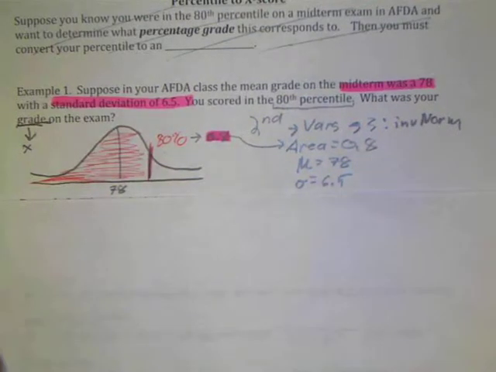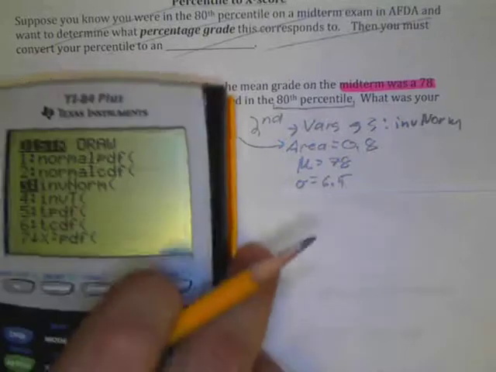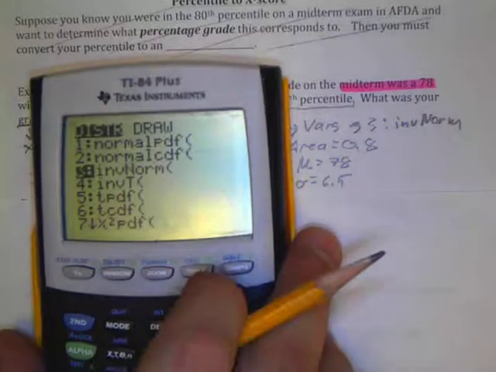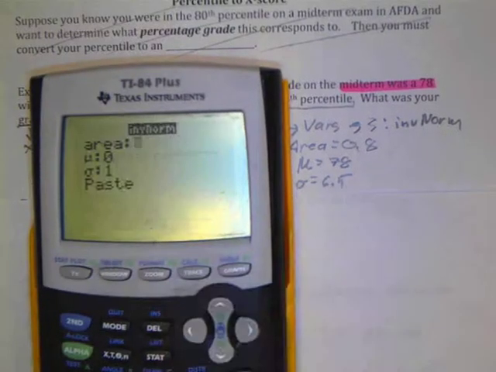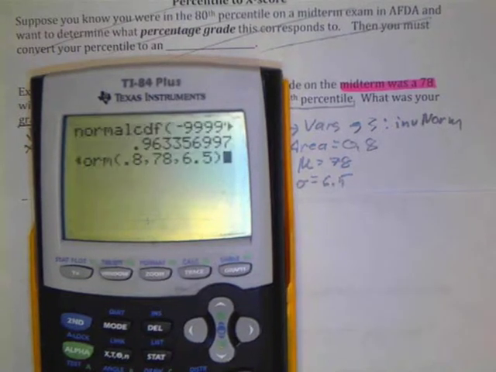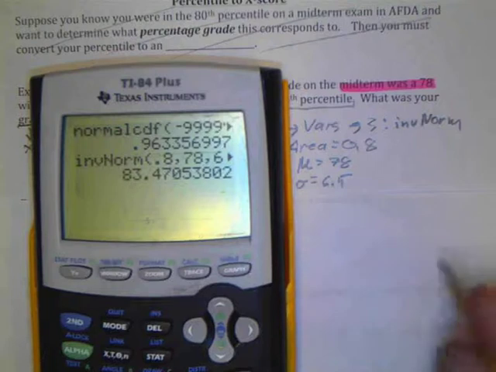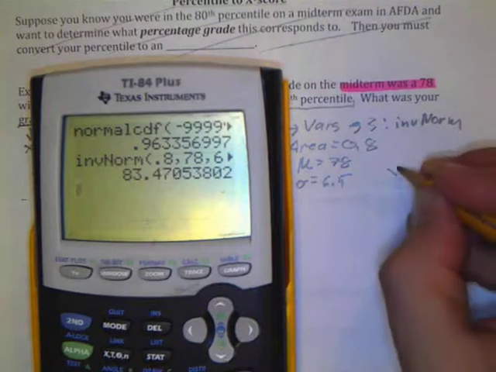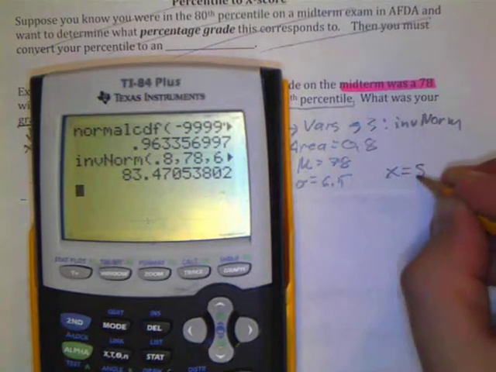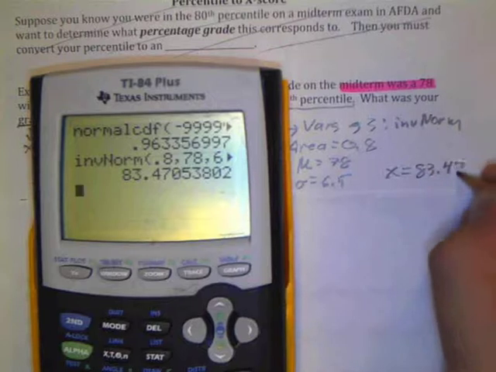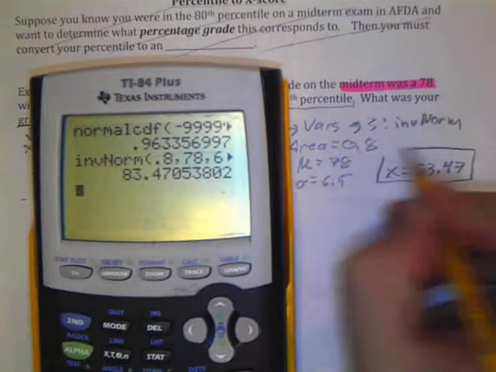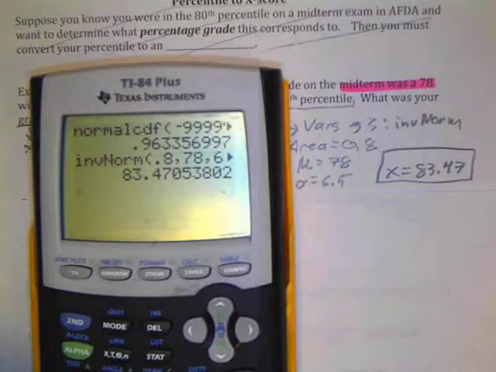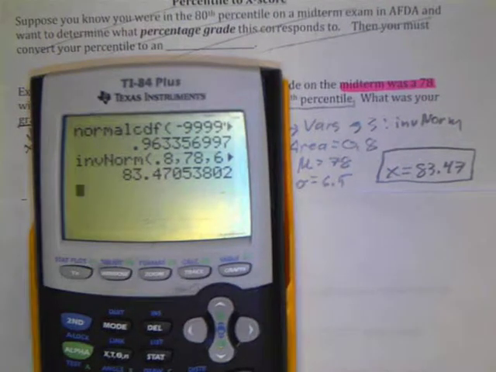So let's actually put this in the calculator. So second vars, I'm at inverse norm. Notice it gives me area 0.8, mean is 78, standard deviation is 6.5. And it spits out a value, and the value is an X, 83.47. So what did I get? On the midterm, I got an 83.47. I passed with a B. Woo!